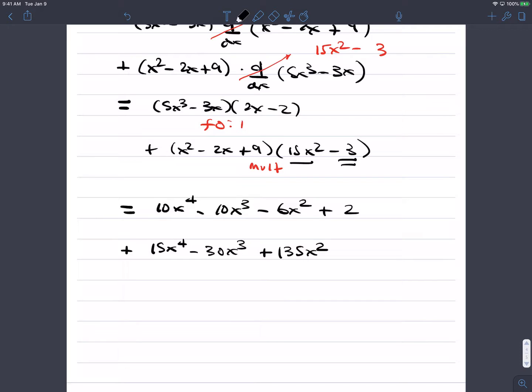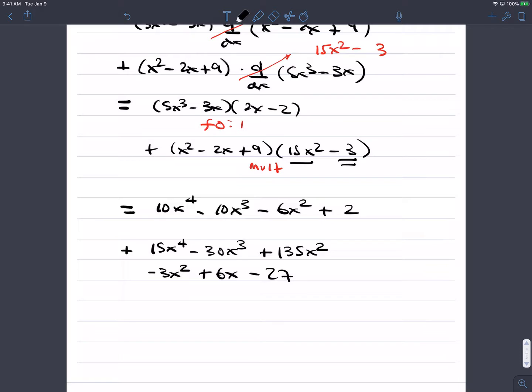Now we're going to take that negative 3 and multiply it to every term here. So we're going to have another row, I guess. And that'll be minus 3x squared plus 6x minus 27.